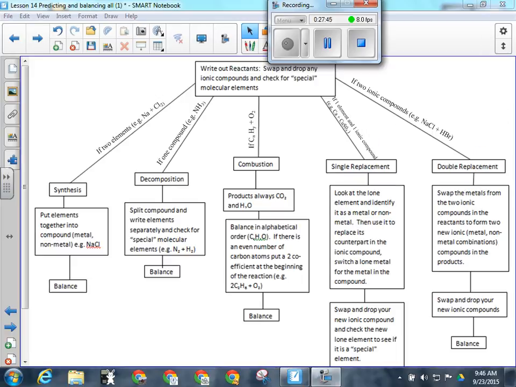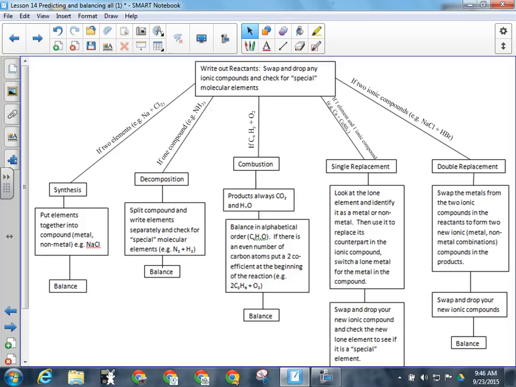Okay, so basically what you got here, guys, with this flowchart is a set of instructions for predicting the products of the various kinds of reactions. All right? We know that our first step, especially if the reaction is given to us in words, is to write out the reactants in formula form. Okay? So that's our first step. Doesn't matter what kind of reaction it is, write out the reactants in formula form. That may mean then that you need to swap and drop ionic compounds, okay, and check for special molecular elements.